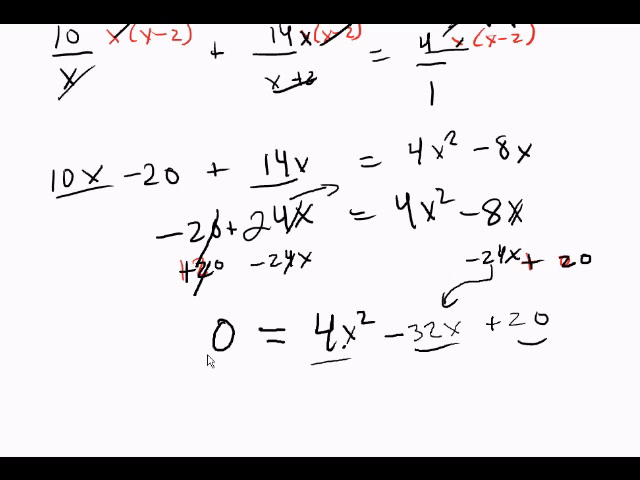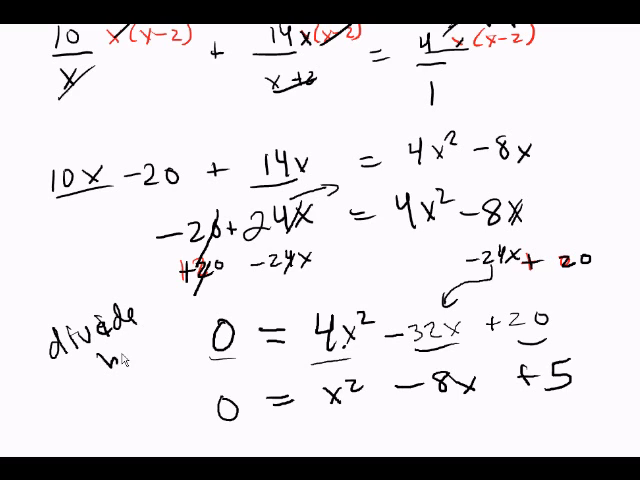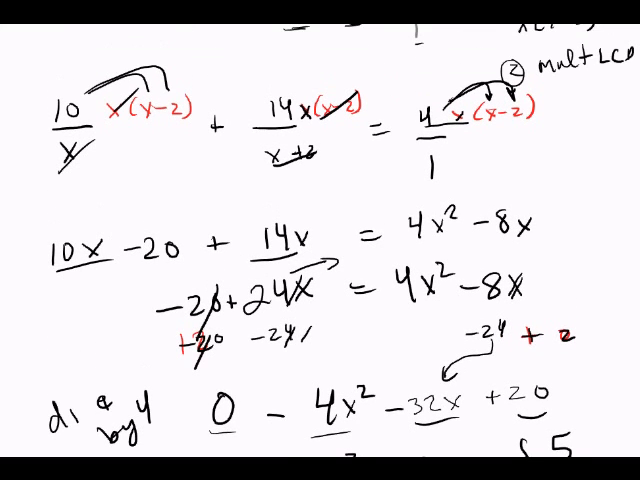Okay, and now I have to recognize that each of these divide by 4. Do you see how they all divide by 4? I can divide the 0 by 4. I get 0 equals x squared minus 8x plus 5. I just divided everything by 4. Now, I have no idea what I did wrong. I think with all this pen messing up, something went wrong because I can't factor that.